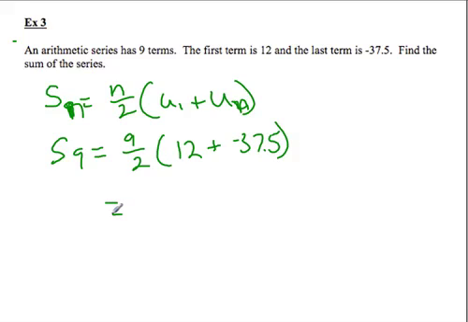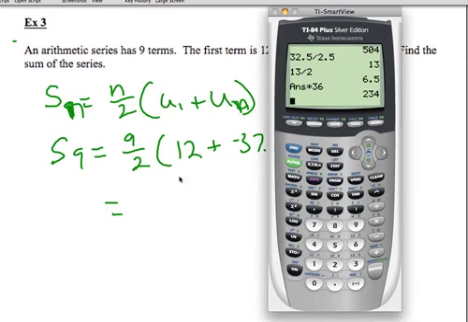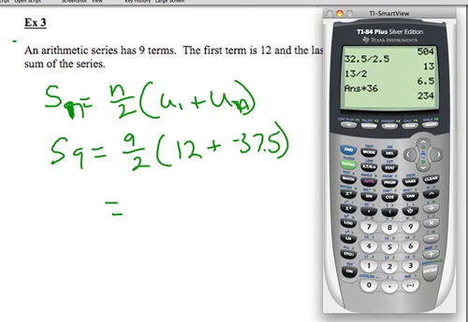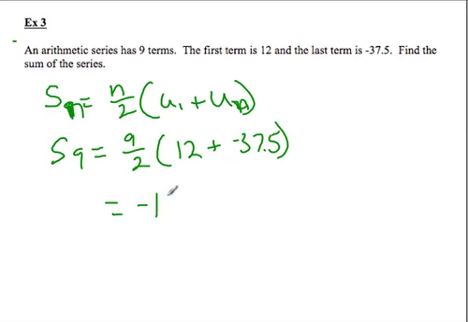And we can even just type all that on the calculator right now. 9 divided by 2 times 12 minus 37.5. And we get negative 114.75. Okay.